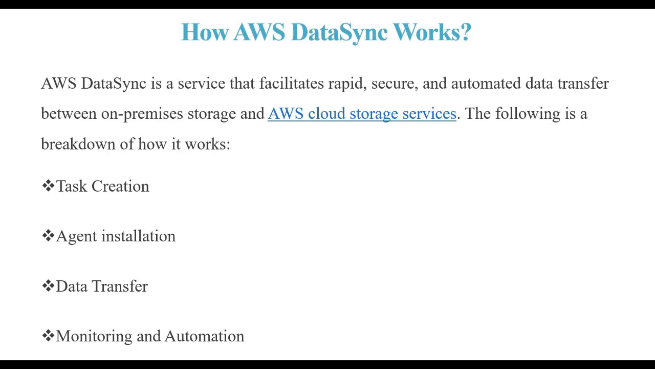The last one is data synchronization, in a hybrid cloud environment. DataSync can synchronize data between on-premises storage and AWS cloud storage. DataSync continuously monitors changes in both locations and updates them accordingly to ensure consistency between the two. So this is how DataSync works.